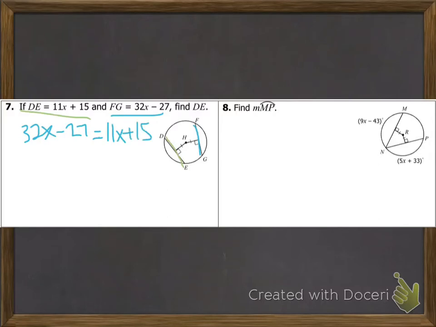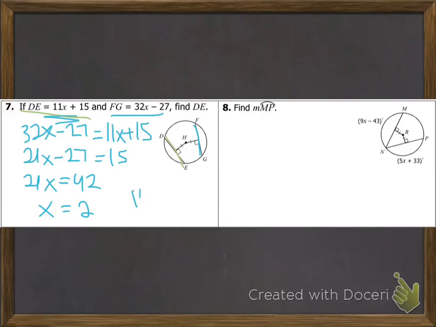So subtract 11x from both sides, and you're going to have 21x minus 27 equals 15. Add 27 to both sides, and you're going to have 21x equals 42. You then divide by 21. X is going to be equal to 2. So now, to find the measure of DE, just take your 2 and plug it into the 11x plus 15. Pretty straightforward. So we're going to have 11 times 2 plus 15, and that's going to end up being 37.